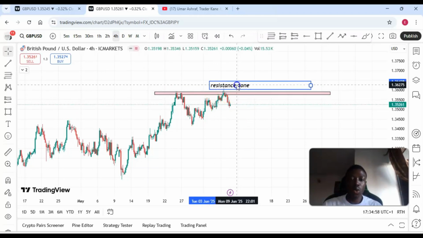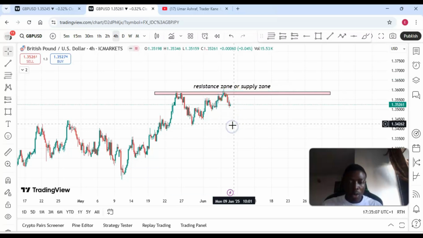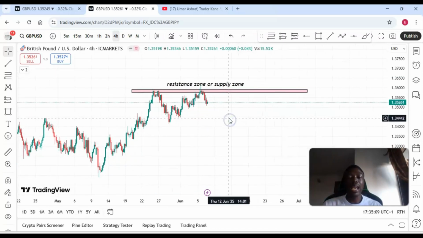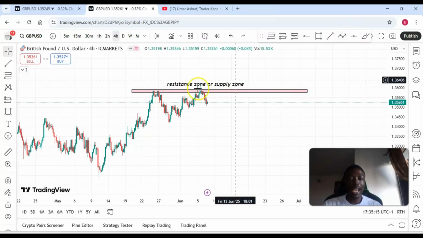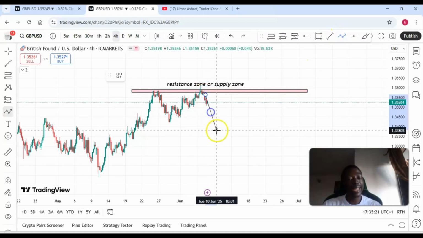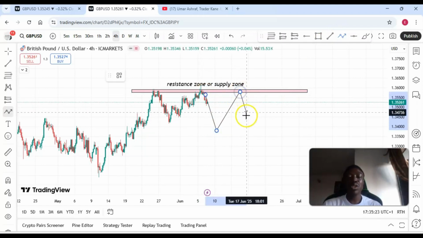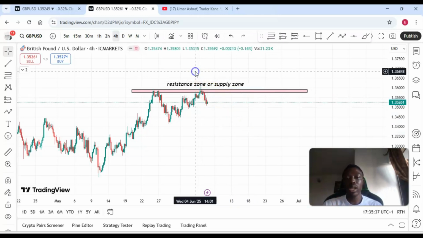You can call it a resistance zone or a supply zone, and it's called a supply zone because sellers are lying in this area. Because we have seen that the market has reacted to this level once, a second time, if the market gets back to this level, it's always going to bounce off from this level again, because that is a resistance, a ceiling, preventing prices from going further or increasing. So that is how to spot a resistance level.